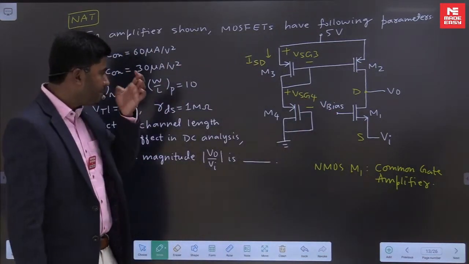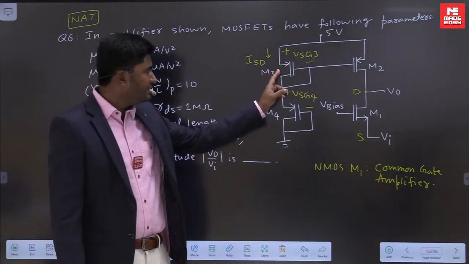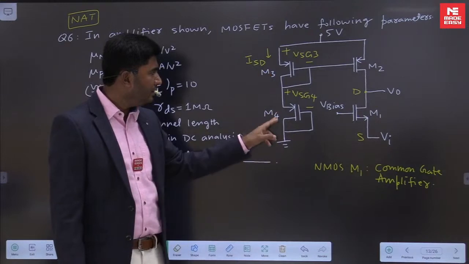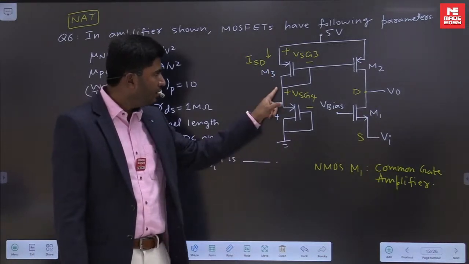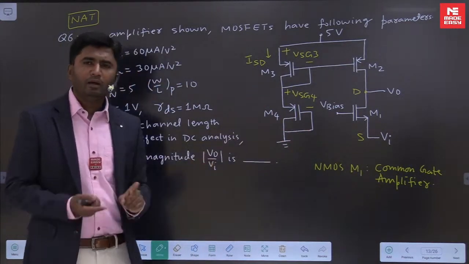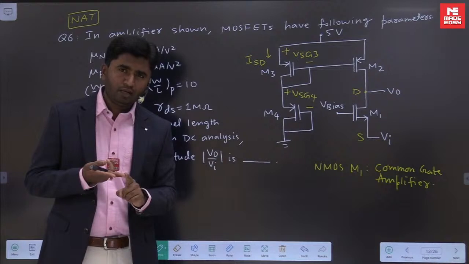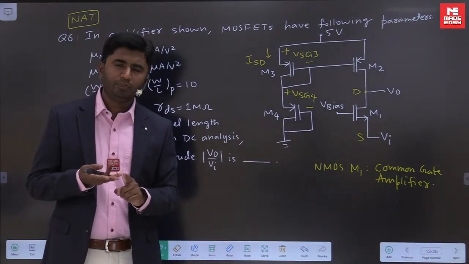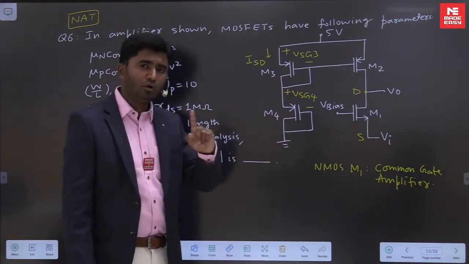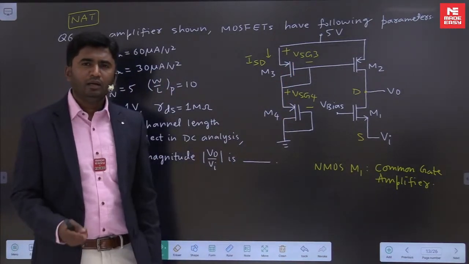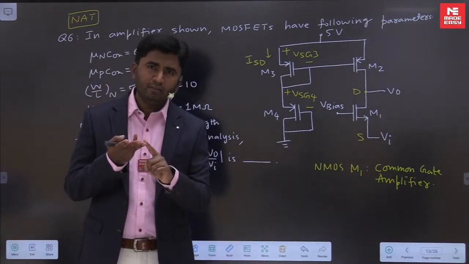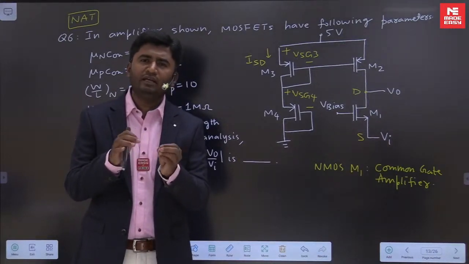Now please observe here, these MOSFETs M3, M4 are identical. Both are in saturation, with drain shorted to gate. So M3, M4 are identical, they are in saturation and they have the same current. Therefore, VSG3 should be equal to VSG4. I have told already in one of the earlier questions, if two MOSFETs are identical, if both are in saturation and if both have the same current, then their VGS or VSG will be the same.